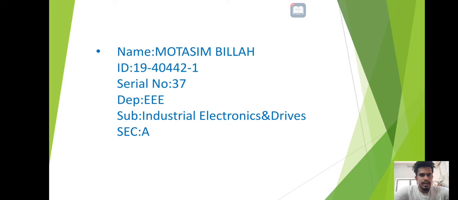My name is Mutasim Billah. ID number is 19444421. Serial number is 34. Department of Tripoli. Subject: Industrial Electronics and Device. Section A. DC chopper.